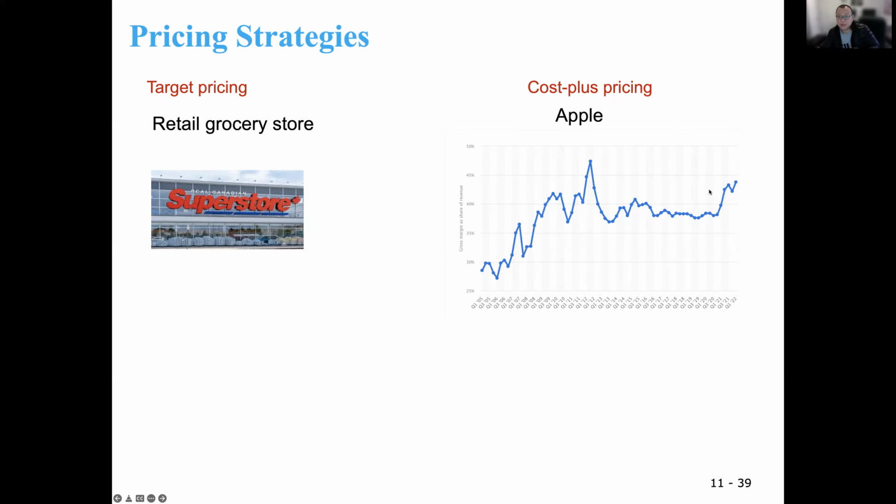And then I want you to take a look at this highlighted zone. It's almost like a flat line. The gross margin is pretty stable, probably around 38%. So it makes you wonder, what is the pricing strategy during that time? This is the cost plus pricing.